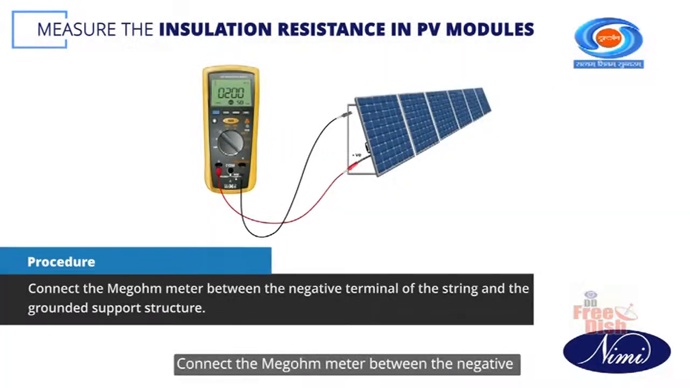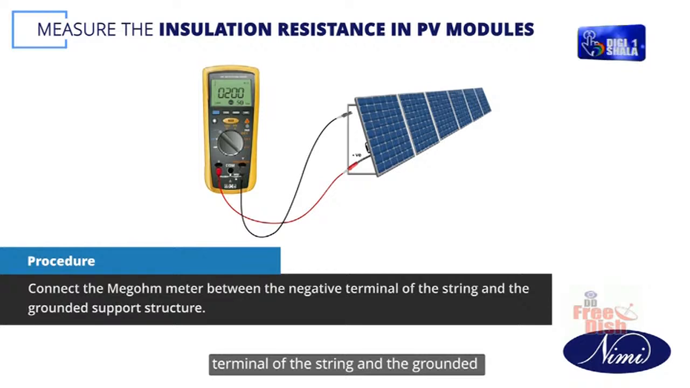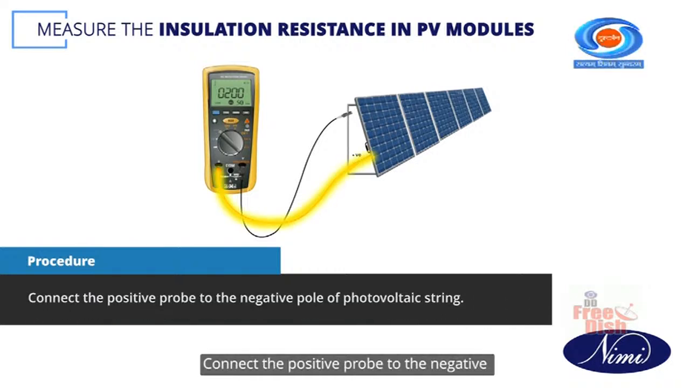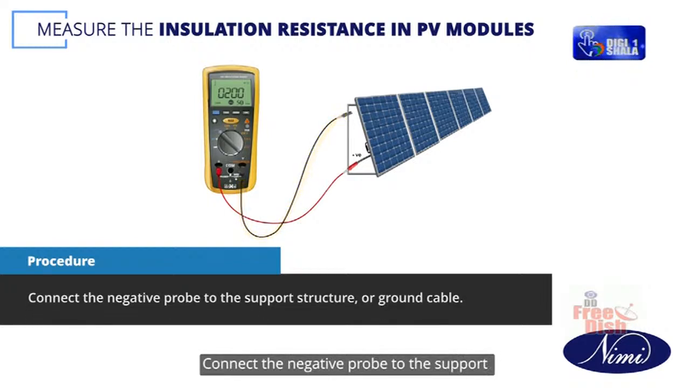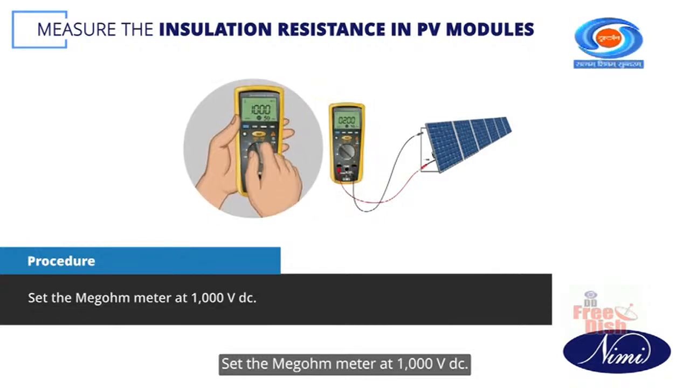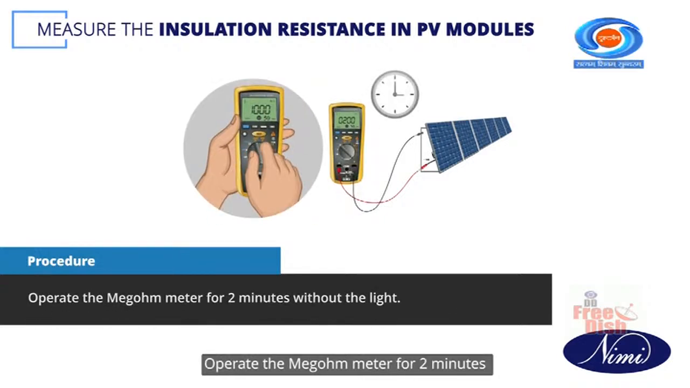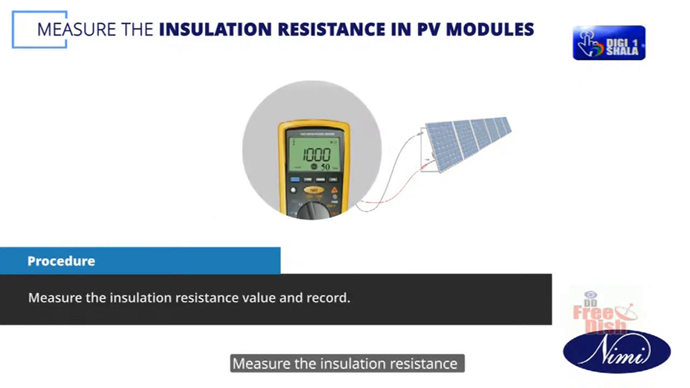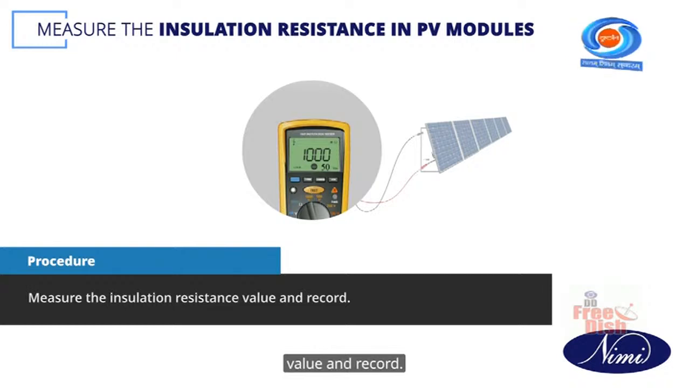Connect the Megger between the negative terminal of the string and the grounded support structure as shown in the figure. Connect the positive probe to the negative pole of the photovoltaic string. Connect the negative probe to the support structure or ground cable. Set the Megger at 1000 volt DC. Operate the Megger for 2 minutes without the light. Measure the insulation resistance value and record.